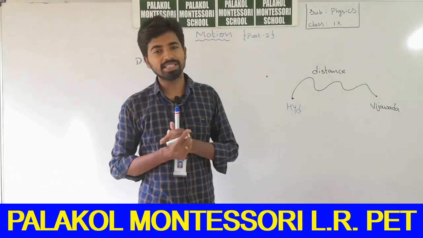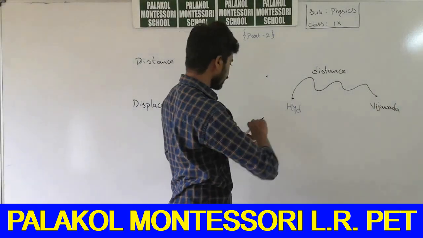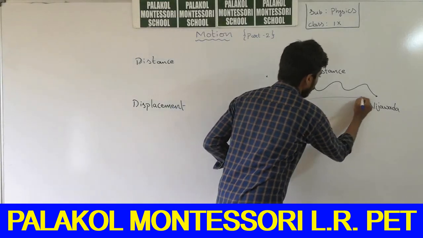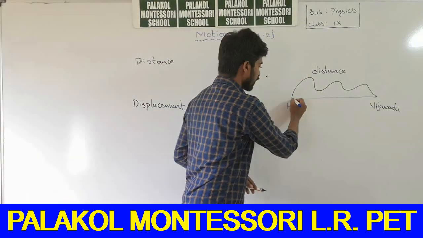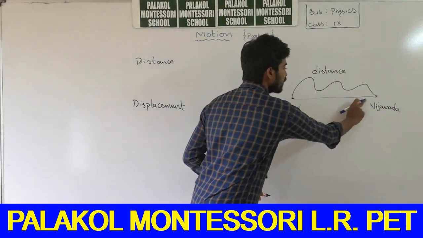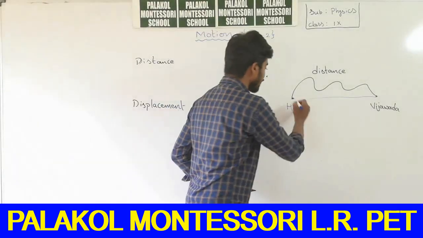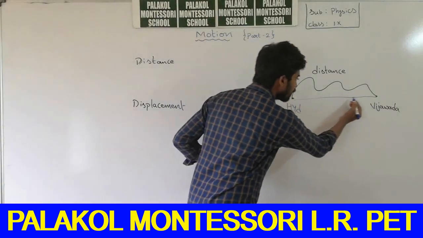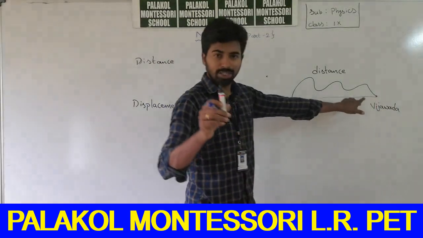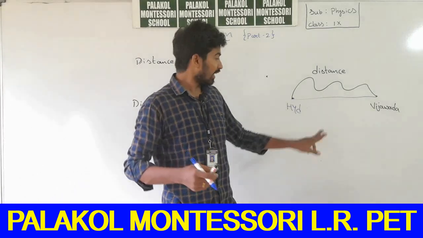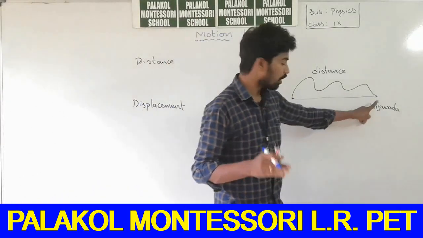How much displacement is there? You have displaced from Hyderabad to Vijayawada, that means this blue line, your displacement is this much. What is displacement? The shortest distance between the initial and final points is called displacement. The straight line joining the 2 points is the only shortest way. There is no other shortest way than this.